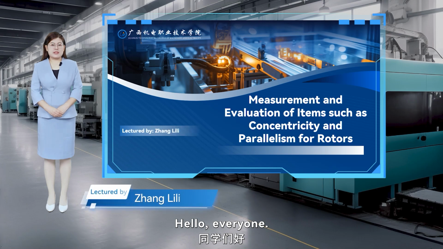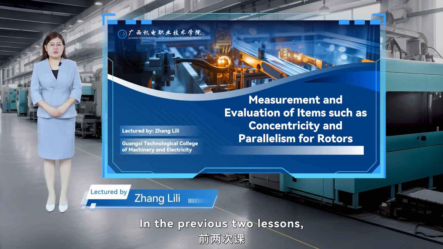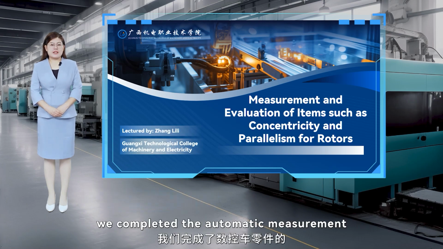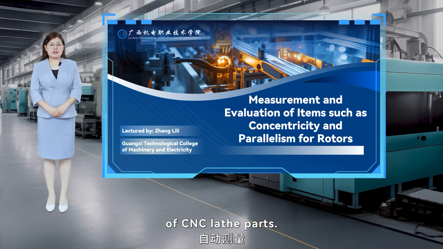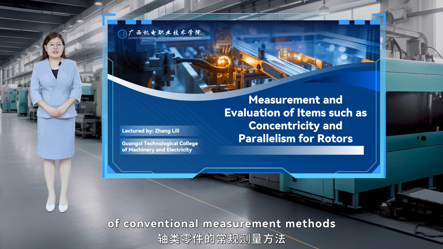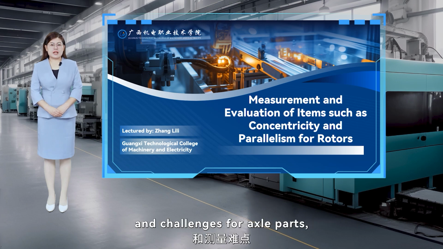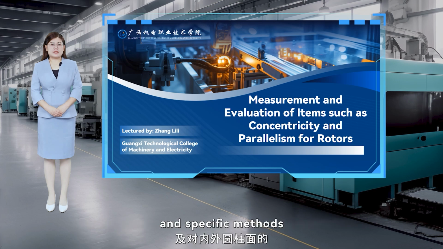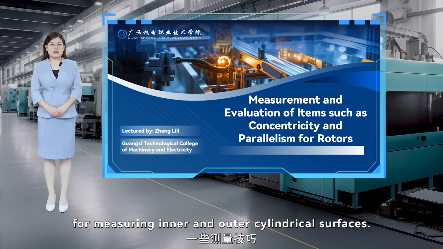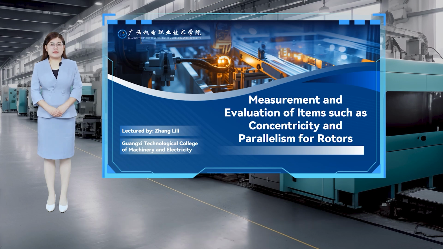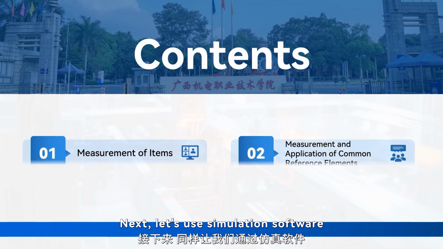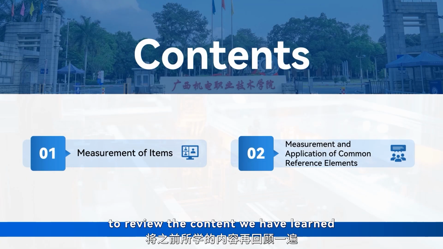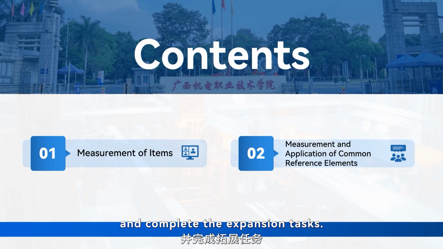Hello, everyone. In the previous two lessons, we completed the automatic measurement of CNC lathe parts. Through these lessons, we have gained a solid understanding of conventional measurement methods and challenges for axle parts, especially multi-probe measurement techniques and specific methods for measuring inner and outer cylindrical surfaces. Next, let's use simulation software to review the content we have learned and complete the expansion tasks.